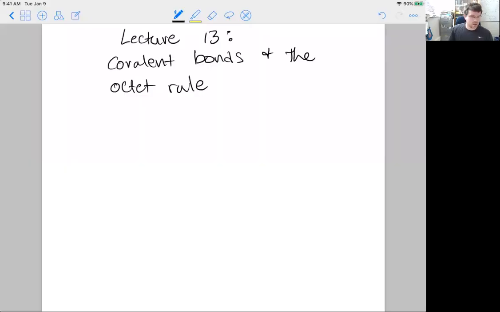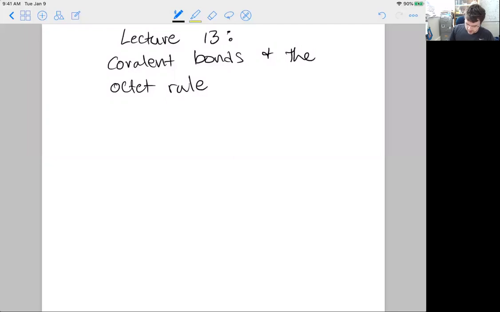Next, let's look at what happens when we take these Lewis dot structures and use the valence electrons to assemble bonds. There are several types of bonds that we can use to connect elements together. The covalent bond is the one that we're going to be discussing most often in this course.